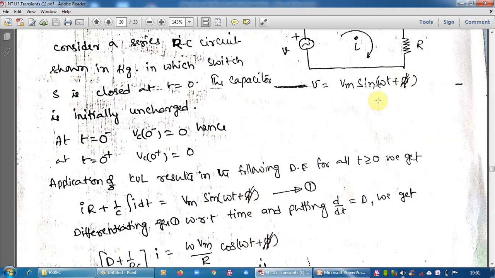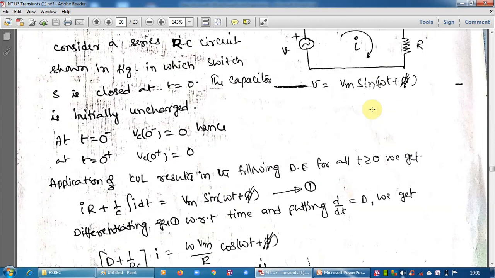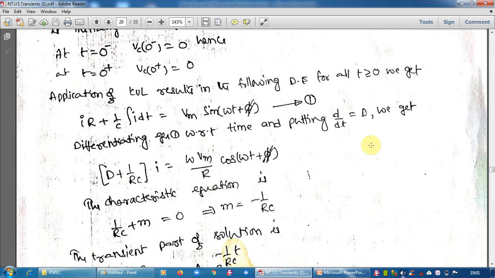If it is included, we will get sin of omega t plus phi, cos of omega t plus phi, like that at all places. So don't get confused by that. You can consider it as only Vm sin omega t, or if you want to consider it as Vm sin of omega t plus phi, then you treat that this phi is there.